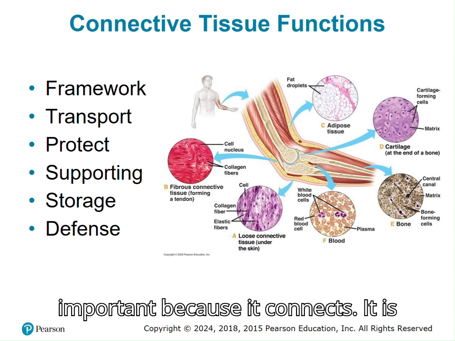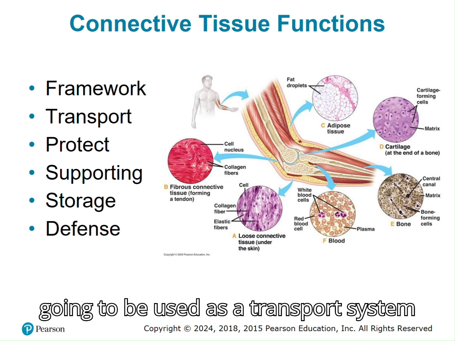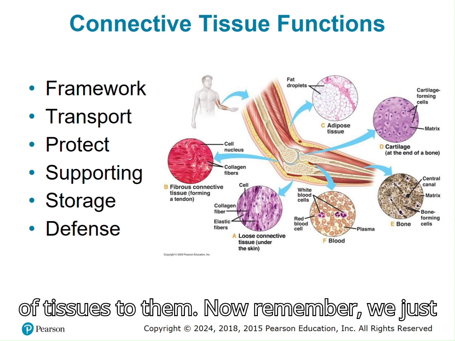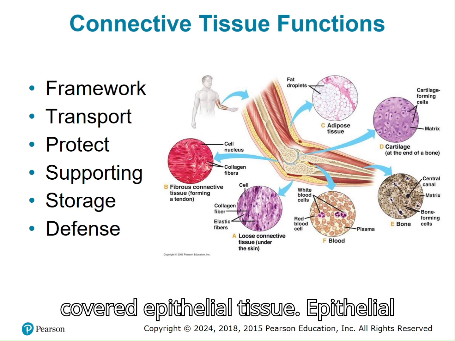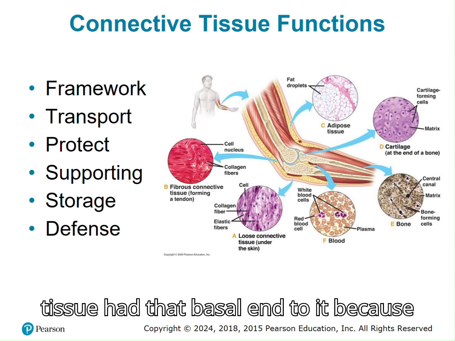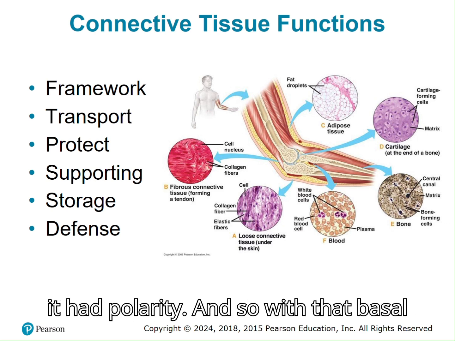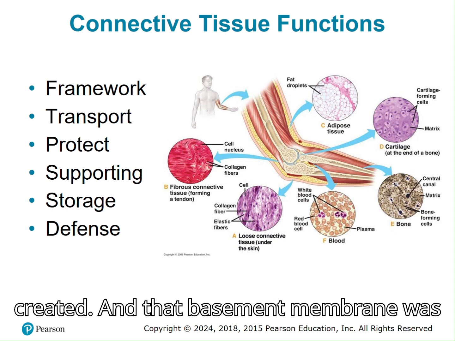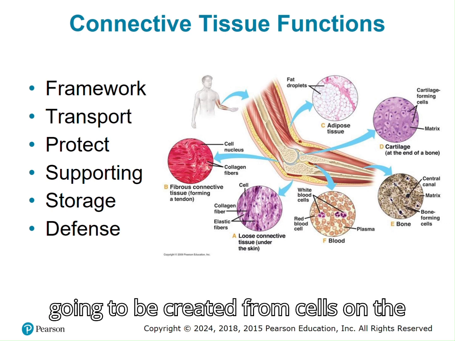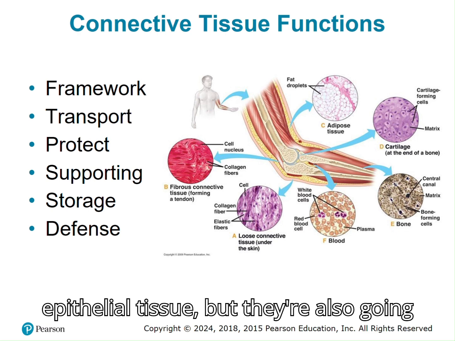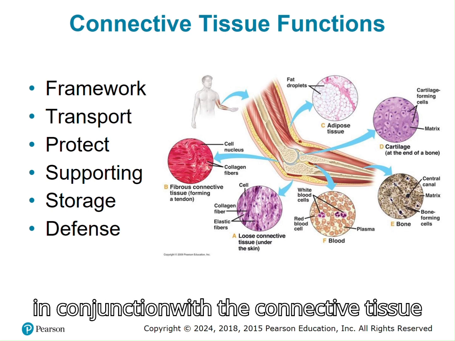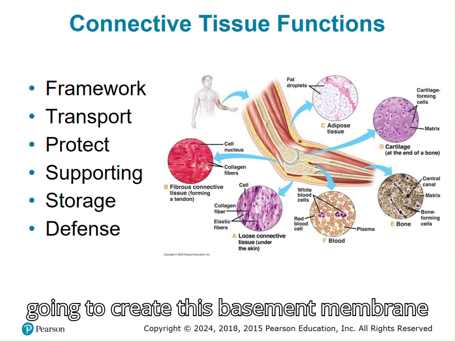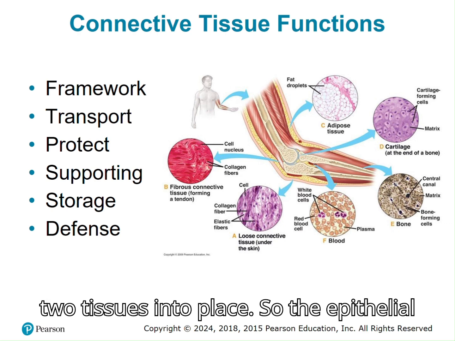Connective tissue is also really important because it connects. It is going to be used as a transport system because it's connecting two other types of tissues to them. Now remember, we just covered epithelial tissue. Epithelial tissue had that basal end to it because it had polarity, and with that basal end it had that basement membrane being created from cells on the epithelial tissue, but it's also going to be created in conjunction with the connective tissue as well. So the two of them together are going to create this basement membrane that's going to allow them to lock those two tissues into place.